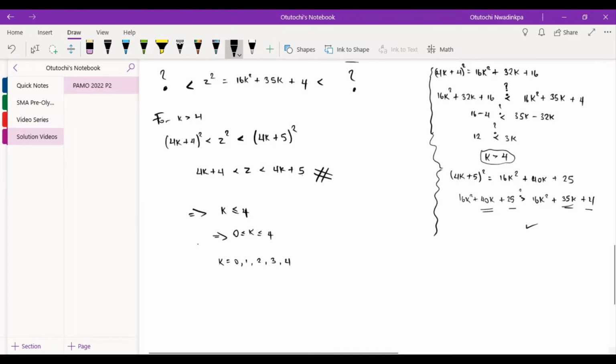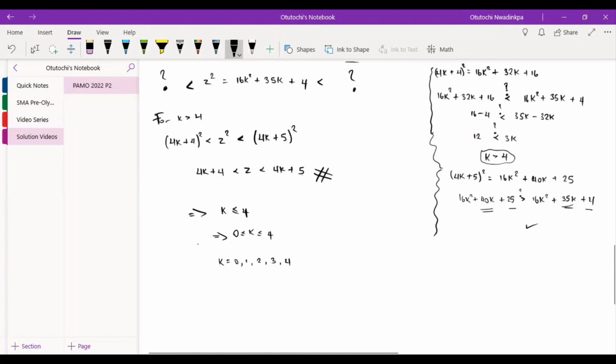Now we don't need to test so many cases. The problem told us to find all possible cases, but we don't need to test for so many cases again. We just need to test k equals 0, 1, 2, 3, and 4. And any of these cases that work will give us our a, b, and c, because k gives us z and z gives us a, b, and c.